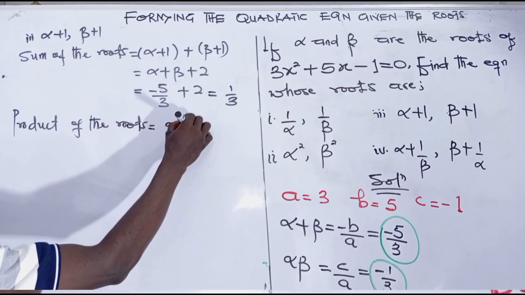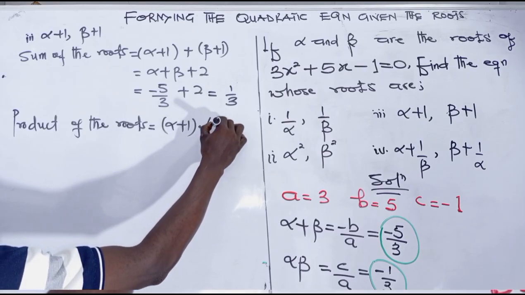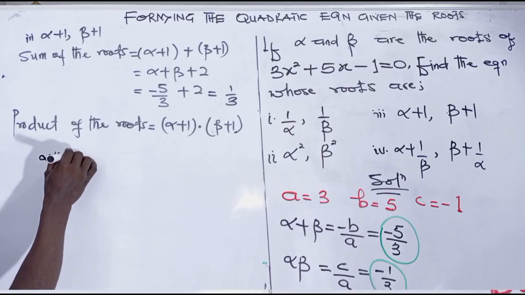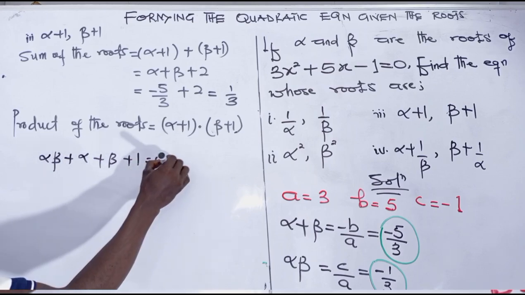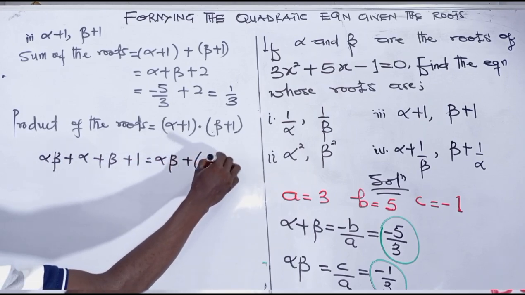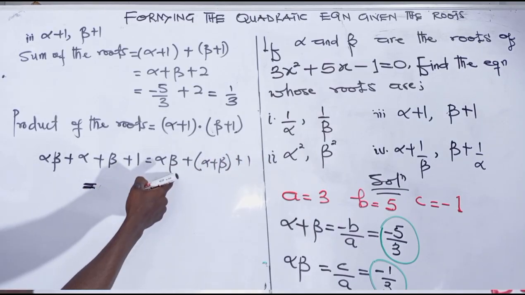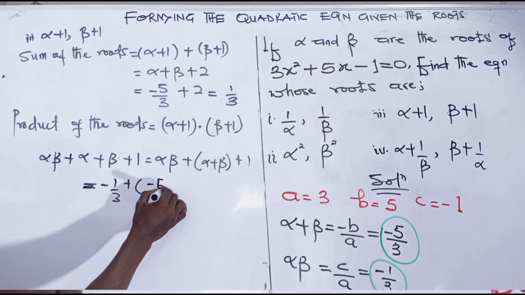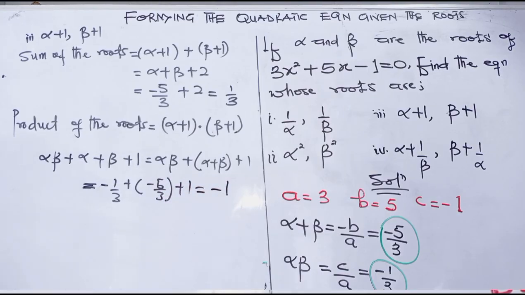We have alpha plus 1 multiplying beta plus 1. So when we expand this, we are going to get alpha multiplying beta plus alpha plus beta plus 1. This is going to give us alpha beta plus alpha plus beta, and then we have plus 1. Alpha beta we have minus 1 over 3. Alpha plus beta we have minus 5 all over 3, and then plus 1, and this is going to give us minus 1.